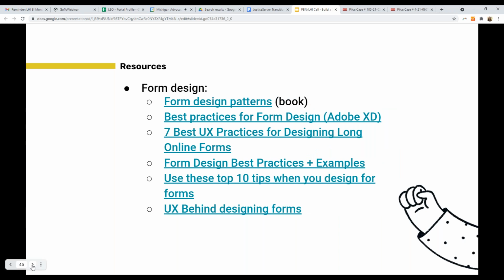There's the Form Design Patterns book, which is where a lot of those best practices were pulled from, as well as some other great resources, again, for both print and digital forms, thinking from the visual design all the way through that flow of information. So I would definitely check out these different resources for form design for you all in particular.